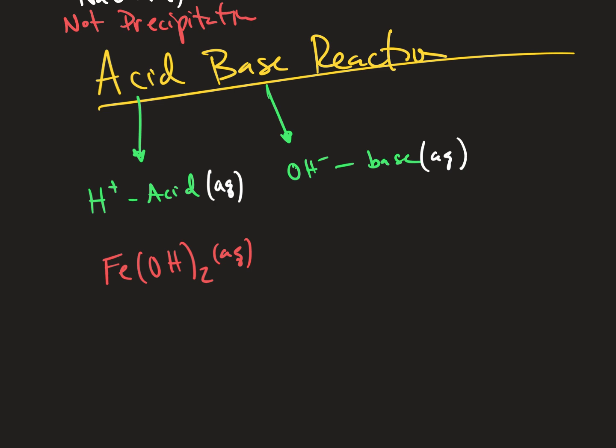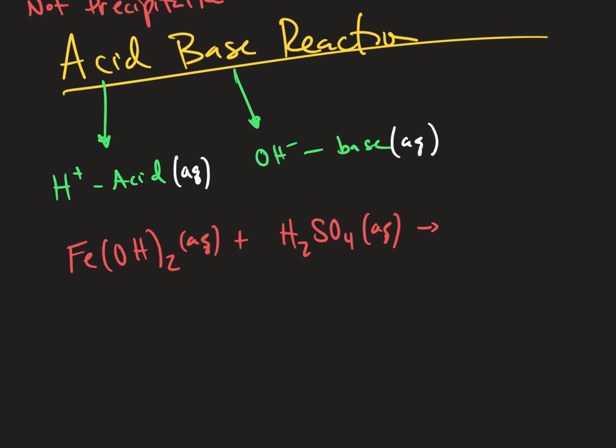So here's a quick and easy way, guys. We'll get there, I'll slow down, sorry. So iron(II) hydroxide plus H2SO4, also called sulfuric acid. And if this is a double replacement reaction, can you predict what the products might be?